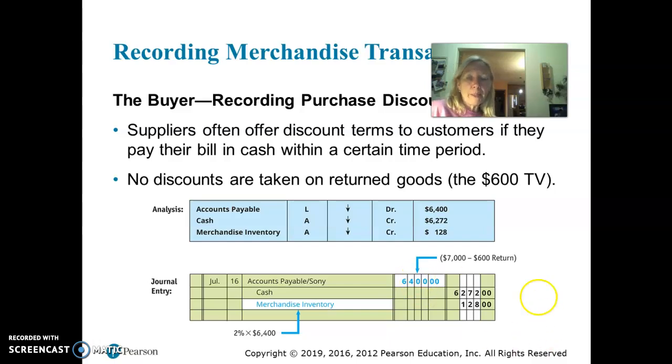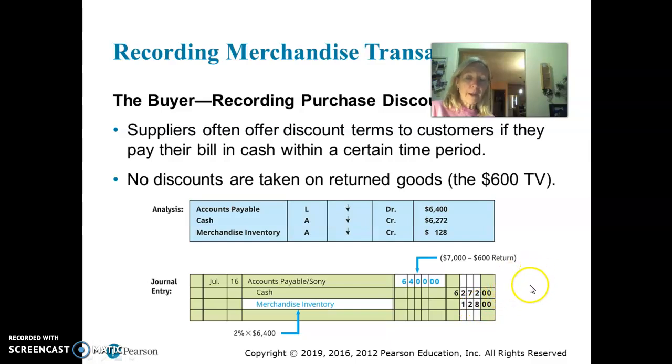So the liability here comes in with what we bought on credit. In the previous slide, we had to subtract out the merchandise that we are not going to keep. So it's minus the $600 return. So that liability is erased. It is gone now. We don't have that liability anymore. We have $6,272 less cash, and we took this 2% discount.